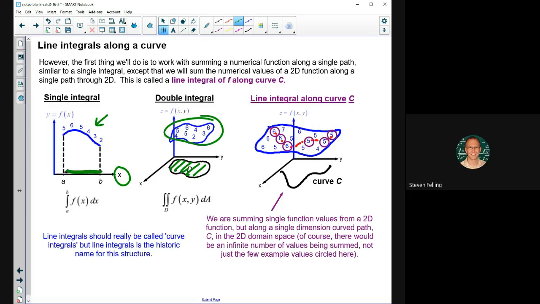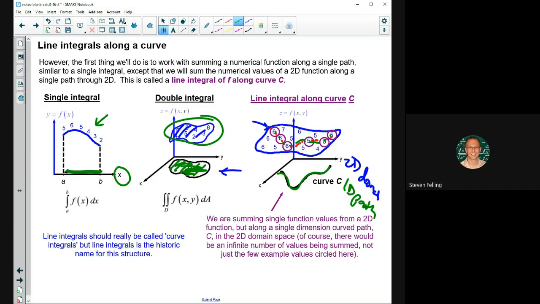Right? But what if instead of summing over the entire 2D area, I don't want an entire sheet of numbers here. What if I just want the numbers along a path through that surface, right? So I just want, say, these circled numbers here. I just want these numbers added up. How would I do that? Well, that path is not really two-dimensional. In other words, in the domain down here, I have a 2D domain, right? It's true that the domain is 2D, but I really want to follow a 1D path through that domain, and then I want to sum up all the values of the multivariable function along that path.